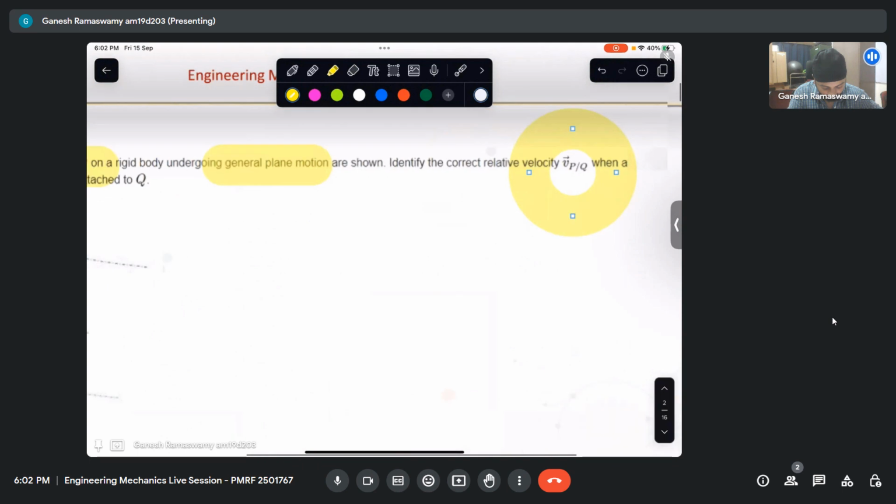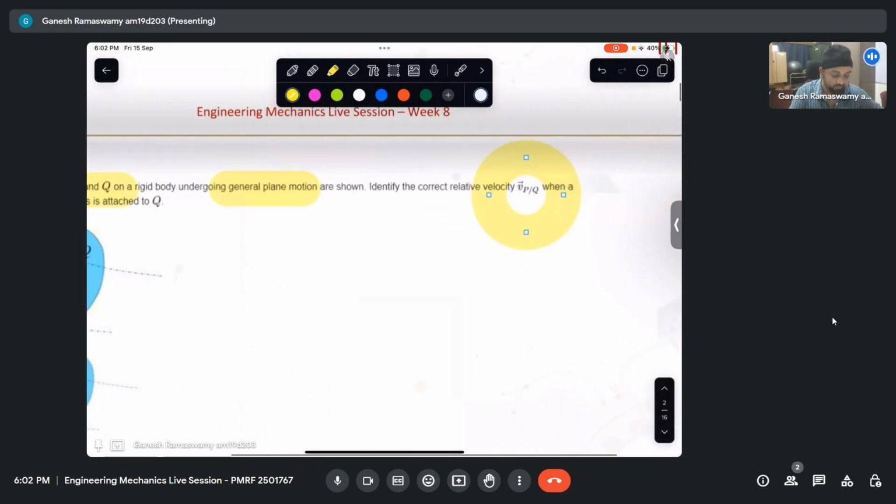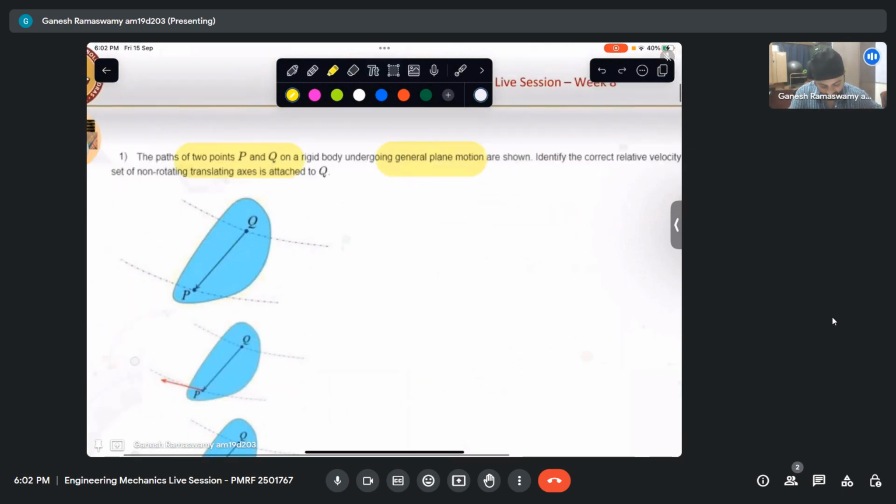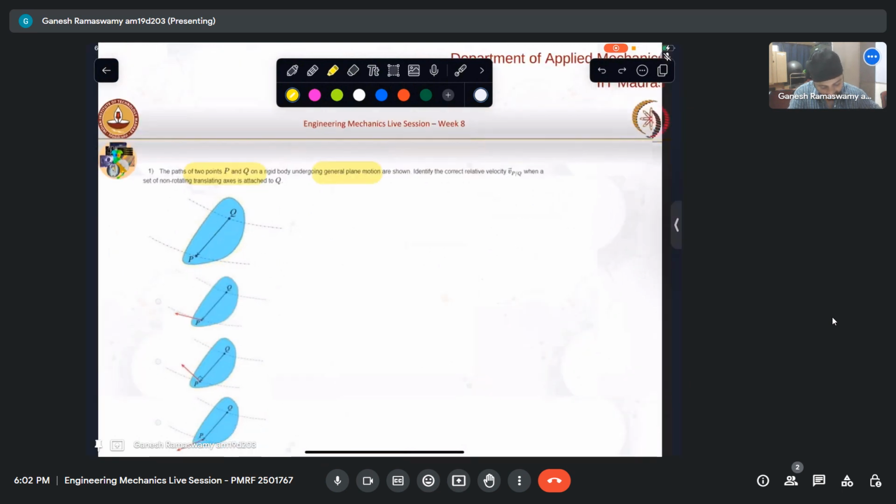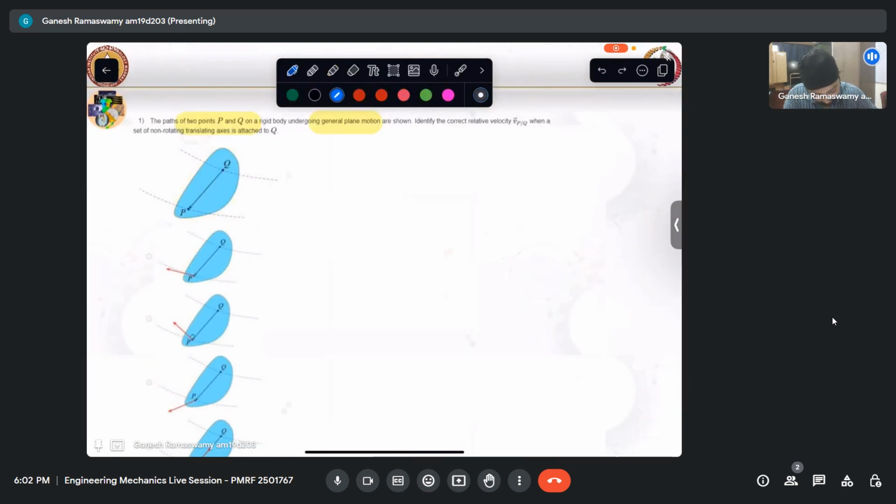So we want to write v of p with respect to q, the velocity of p as seen by the observer at q, with a set of non-rotating translating axes. So we have also qualified how the observer is attached to q, whether the observer is rotating with the body or not rotating with the body, just translating at q or not. Okay, so let us look at this first from another angle.